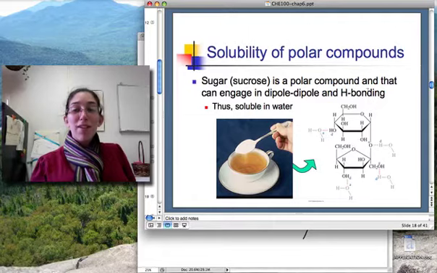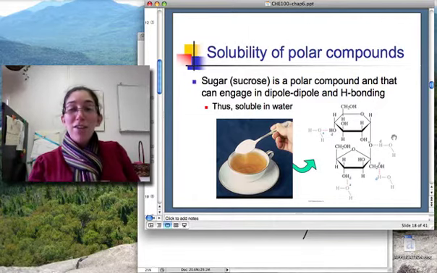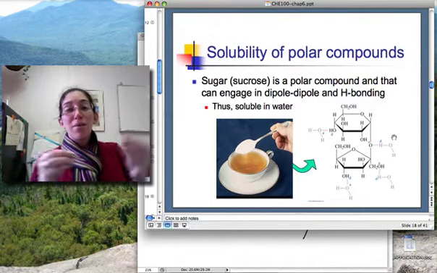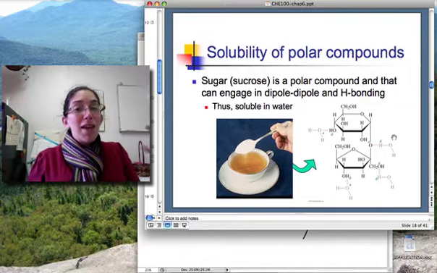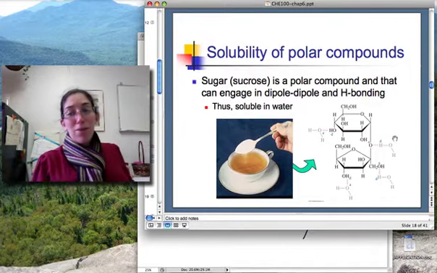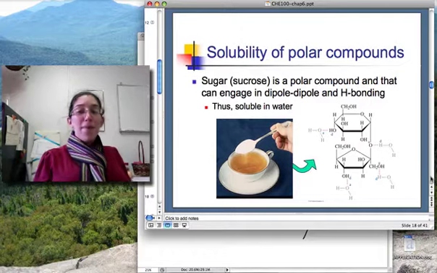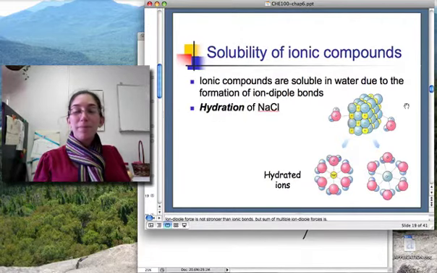So sucrose, therefore, is very soluble in water because it can engage in hydrogen bonding with water. It can break the hydrogen bonds between the water molecules and engage in its own hydrogen bonding with water. Those bonds are equally strong, so they mix together very well.